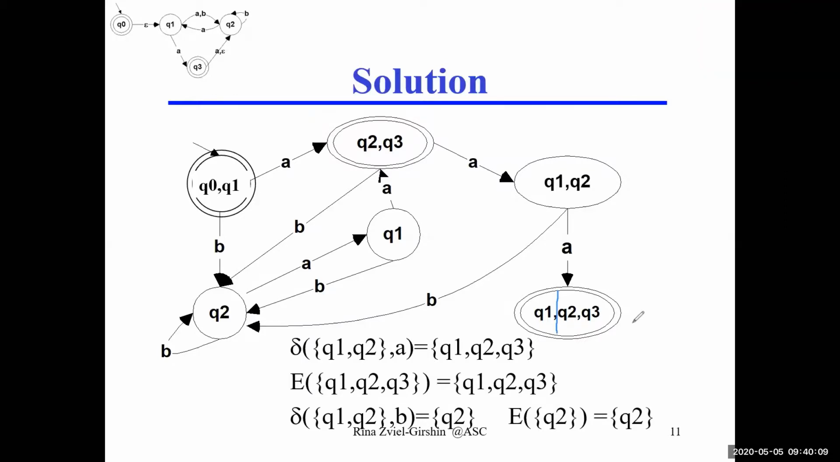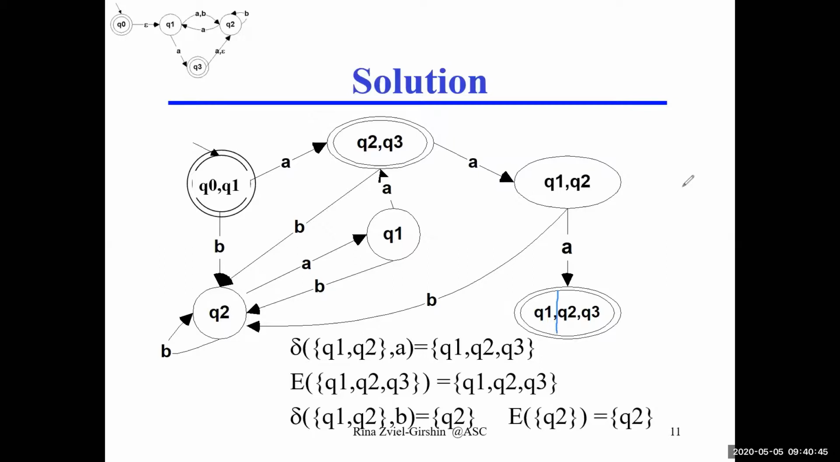Okay, so help me. Q1, Q2, Q3, if we would like to define where do we go on input A. Rina, you hear us? Yes, I can hear you. Okay, no, you were stuck for 2 minutes. Okay. Sorry. So the question once again: Q1, Q2, Q3 on input A, where do I go?